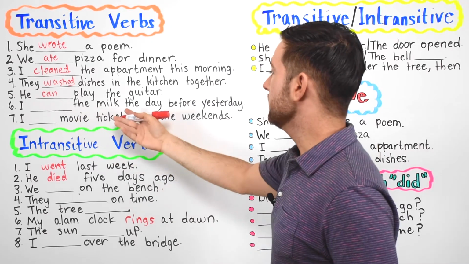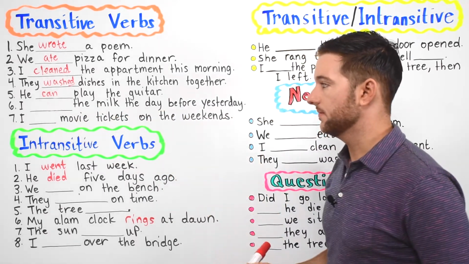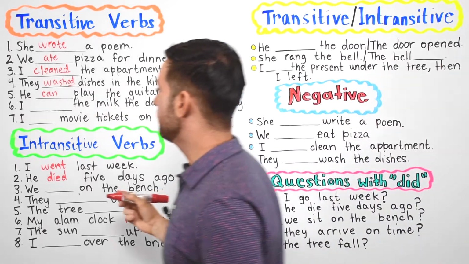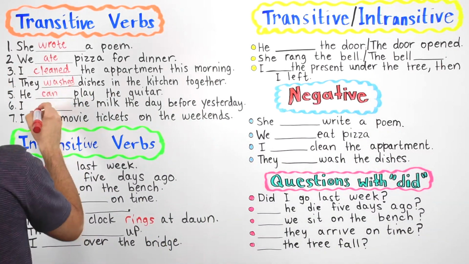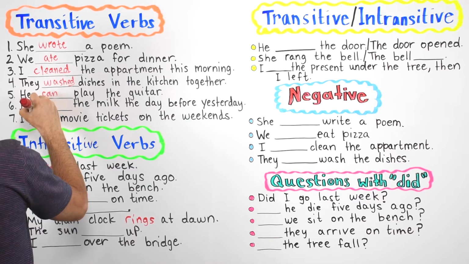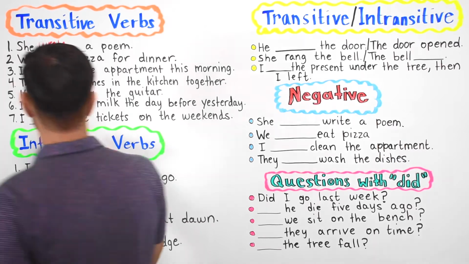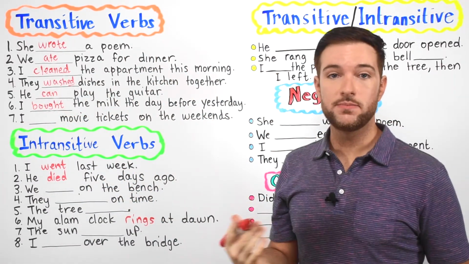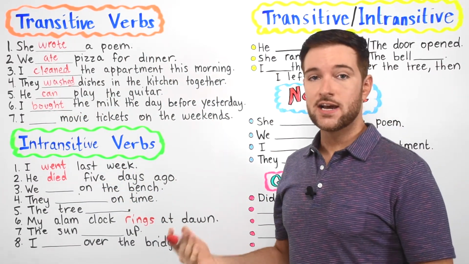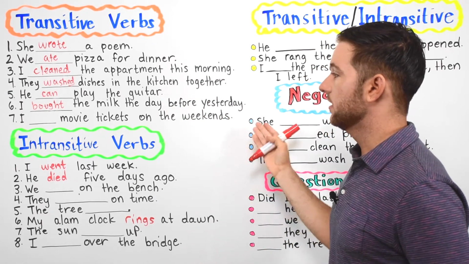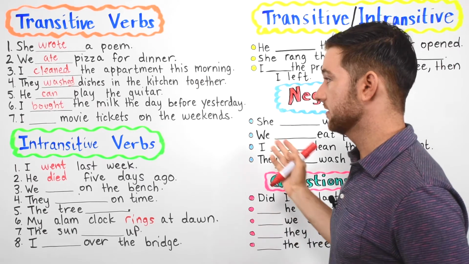Number six, I blank the milk the day before yesterday. Okay, I blank the milk the day before yesterday. J'ai acheté, okay, I bought, we'll say, B-O-U-G-H-T. I bought the milk the day before yesterday. J'ai acheté du lait avant-hier, right? The day before yesterday. Okay, avant-hier.